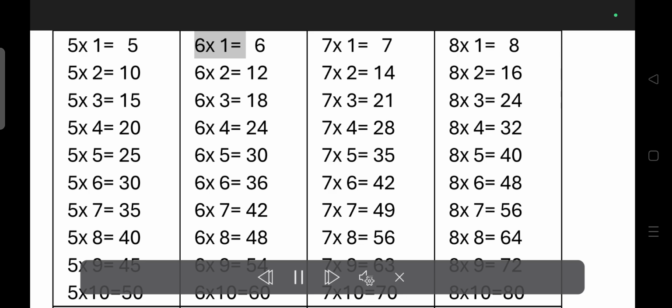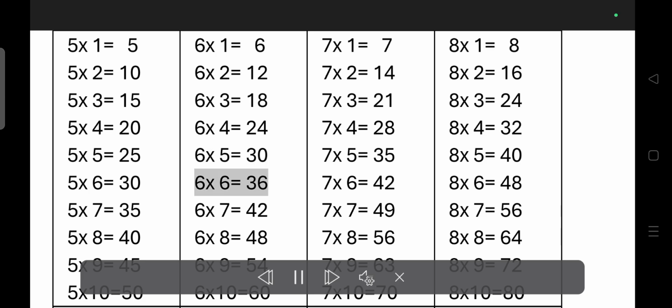6 times 1 is equal to 6. 6 times 2 is equal to 12. 6 times 3 is equal to 18. 6 times 4 is equal to 24. 6 times 5 is equal to 30.